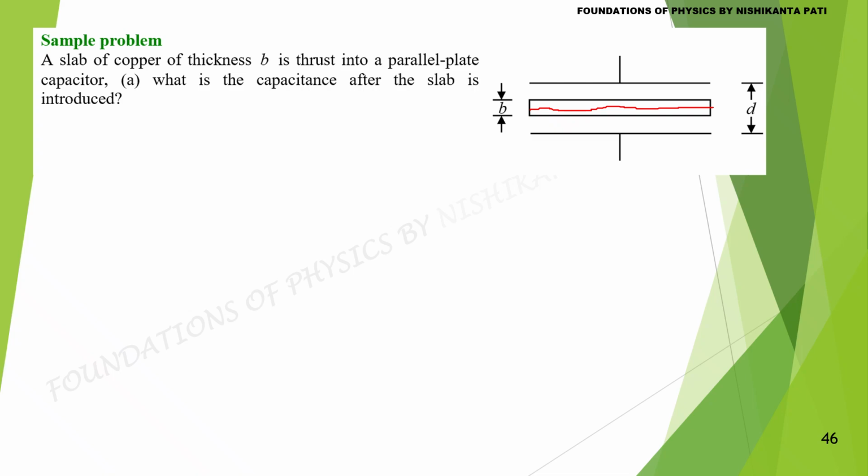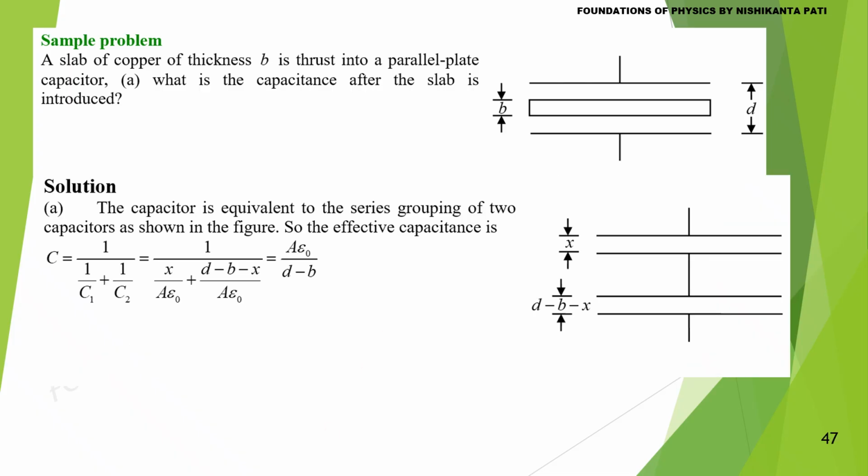So two capacitors connected in series. So the figure will look like this: this is the upper capacitor, this is the lower capacitor. The two capacitors connected in series. This gap is X. So this is X. This gap is D minus B minus X. So this is D minus B minus X. This capacitance is epsilon 0 A by X. This capacitance is epsilon 0 A by D minus B minus X. So since they are connected in series, the effective capacitance is this.